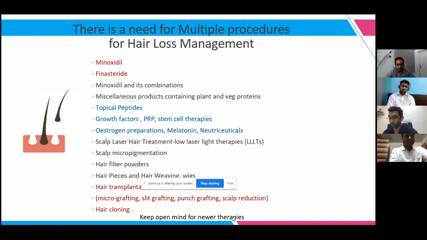There are low-level laser light therapies, scalp micropigmentation, hair fiber powders, hair pieces, hair weaving techniques, hair transplantation, from micro to slit grafting to punch grafting and so many, and always keep an open mind for newer therapies. So this is the holistic, or comprehensive, approach we have to follow. I think everybody agrees that this is the reason why so many preparations by so many companies have come into vogue, and we have to select some good preparations among them and then use them.